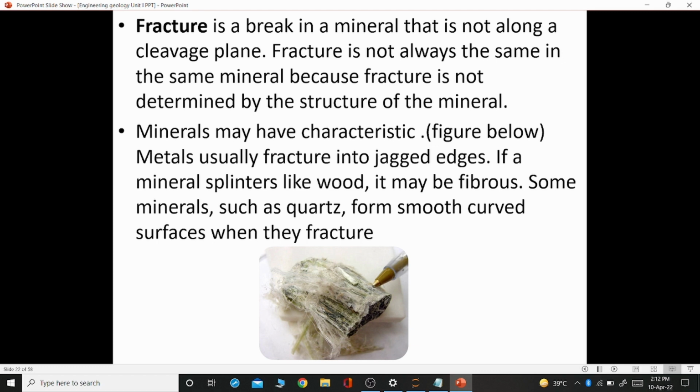Fracture. Fracture is a break in a mineral that is not along a cleavage plane. Fracture is not always the same in the same mineral because fracture is not determined by the structure of the mineral. Minerals may have characteristics as shown in the figure below. Metals usually fracture into jagged edges. If a mineral splinters like wood, it may be fibrous. Some minerals such as quartz form smooth surfaces when they fracture.